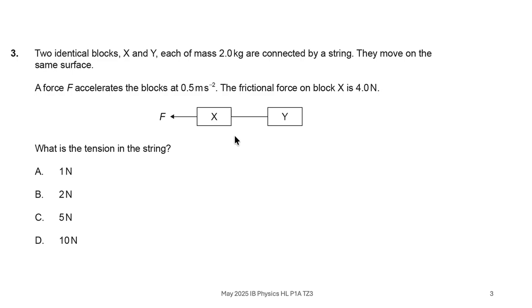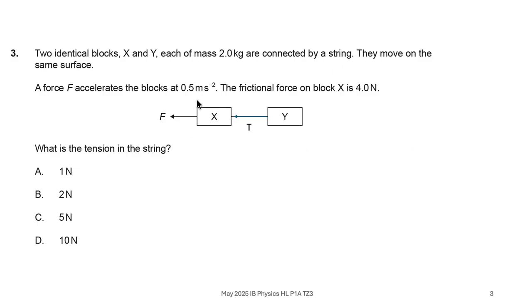Now, the best way I think of doing this is to recognize that the tension, which we're putting here as T, is going to pull my block Y to the left. So we're going to have tension acting to the left. And we have to think then about other forces acting on this object. Blocks X and Y are identical.